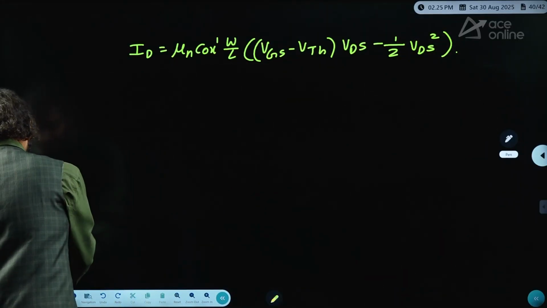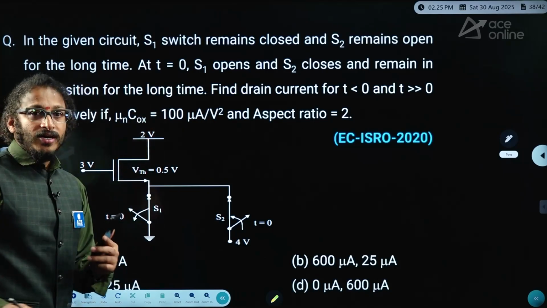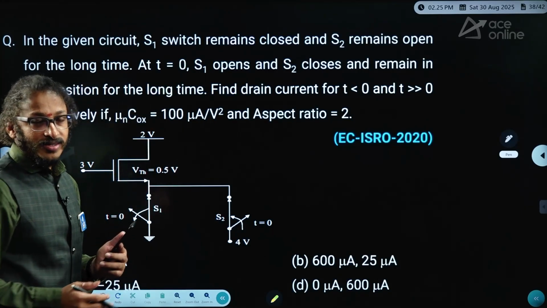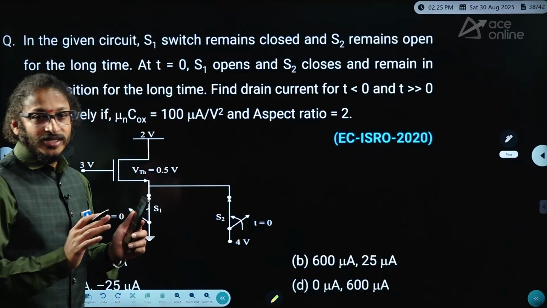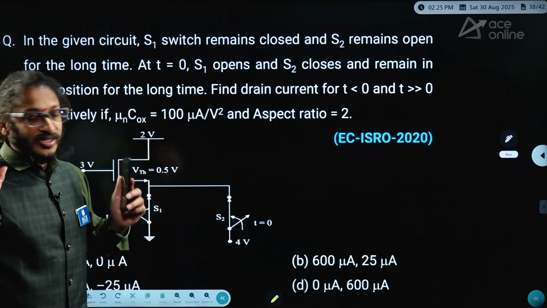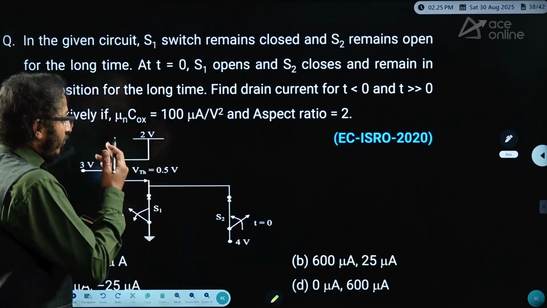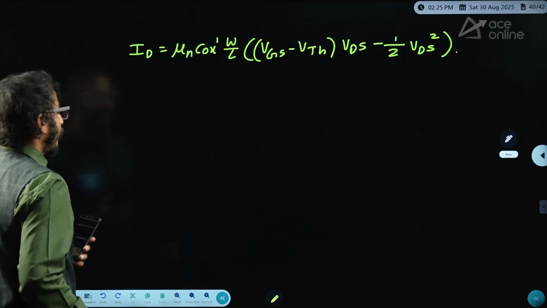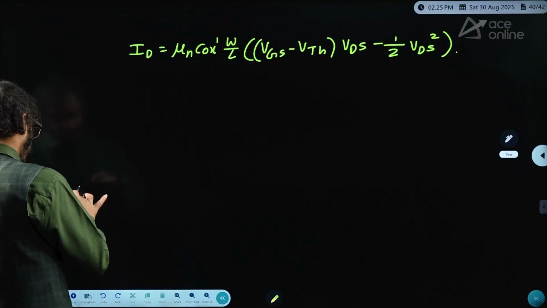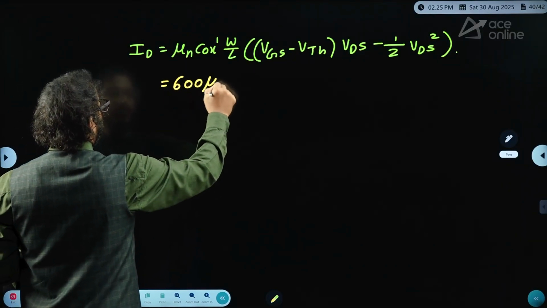Mu n Cox dash, yes, the examiner has given Cox dash, because the unit is amperes per volt square. It is oxide capacitance per unit area, not oxide capacitance, right? The examiner has provided 100 microamps per volt square, and the aspect ratio W by L is 2. If I substitute everything, the answer I got is almost 600 microamperes.